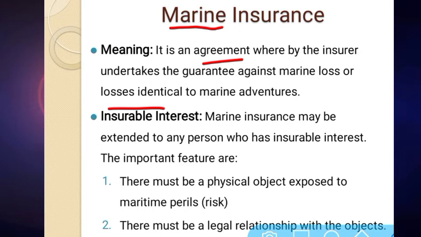Now when insurance is taken, a very important thing to be considered is insurable interest. Insurable interest means who can take an insurance. Not any person can come forward and take insurance of any goods or ship and so on. Only a specified person can take insurance. So who can take insurance is answered by insurable interest. Marine insurance may be provided to any person who has insurable interest.